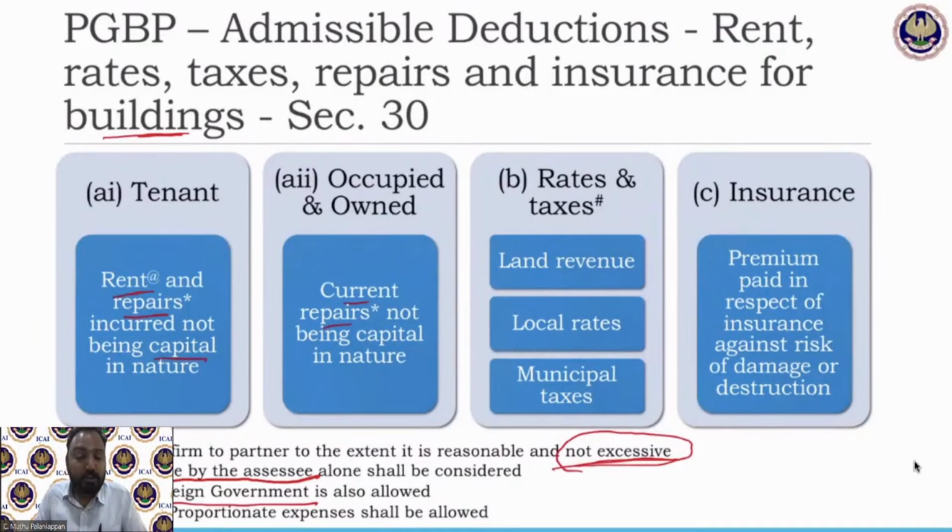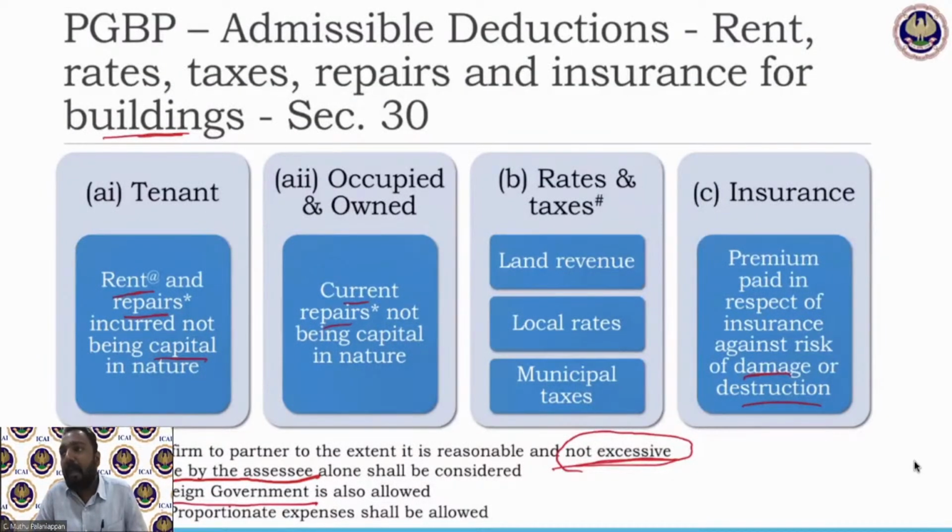The last one is insurance. When you say insurance, if you actually look at it, insurance is allowed only for a specific reason. The premium paid against insurance for what risk? Damage or destruction of property. So if you've insured the property for damage or destruction, just think over and see what are the other reasons you could probably insure your property. Apart from damage or destruction, there could be some damage or destruction to the property for which you have insured.